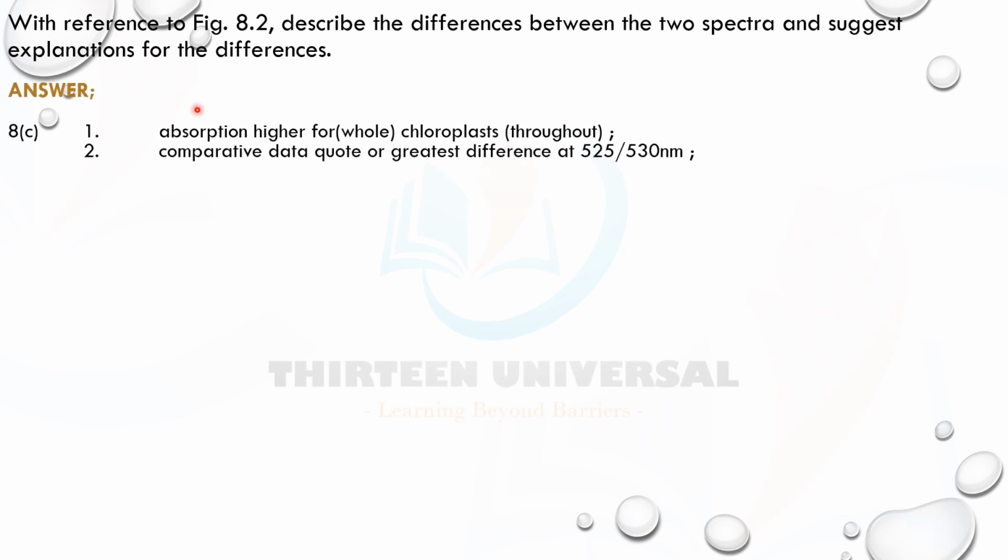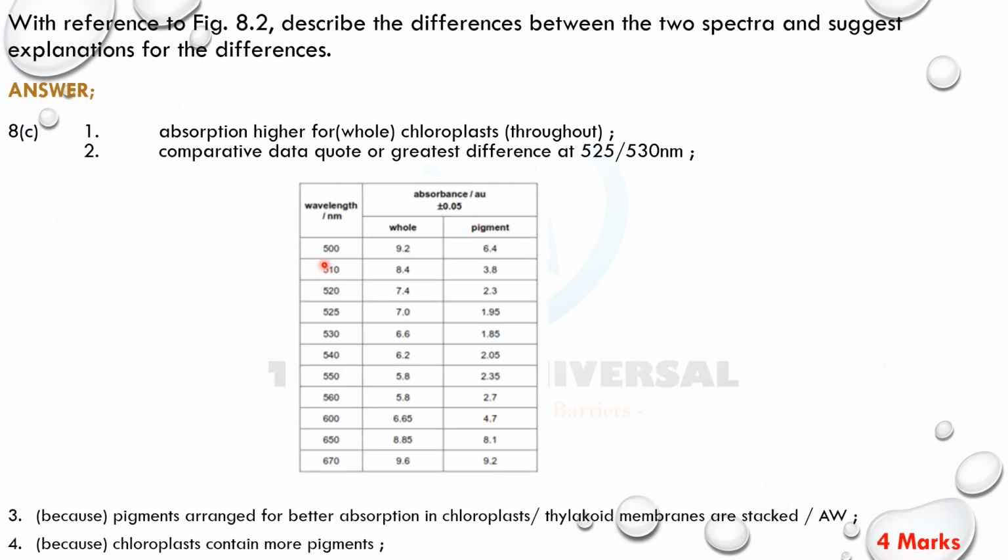Look at it. This is the first one: absorption is higher for whole chloroplast throughout. So this is comparative. Here you can mention any of these wavelengths, mention the absorbance, and compare two of them. You see that they have the lowest absorbance. The highest difference is at 525, the place we mentioned. Now why does it have more? This is the reason: the pigments are arranged for better absorption in the chloroplast, they are stacked, so they provide more surface area. So chloroplasts contain more pigment and absorb more wavelengths.